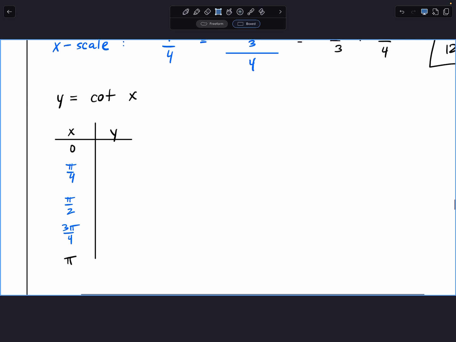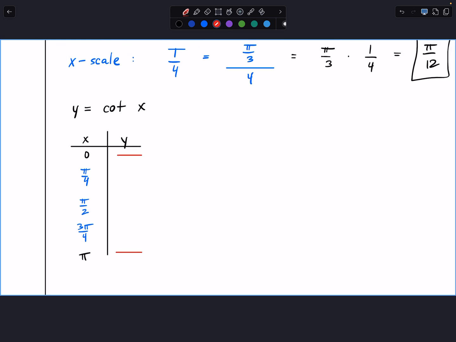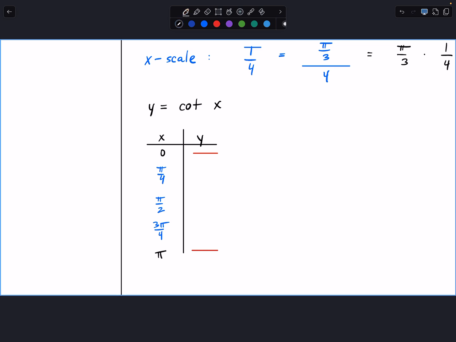Okay. What do we know is at the endpoints in my table? Asymptote. So there's an asymptote here and an asymptote here. And then what I tried to show you guys is cotangent does something like this. So what number am I going to put here? 1, 0, and then -1.